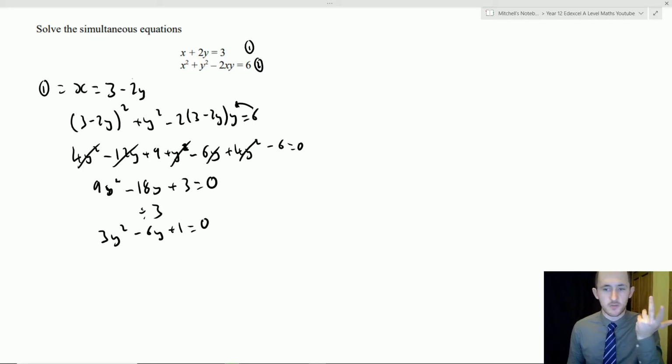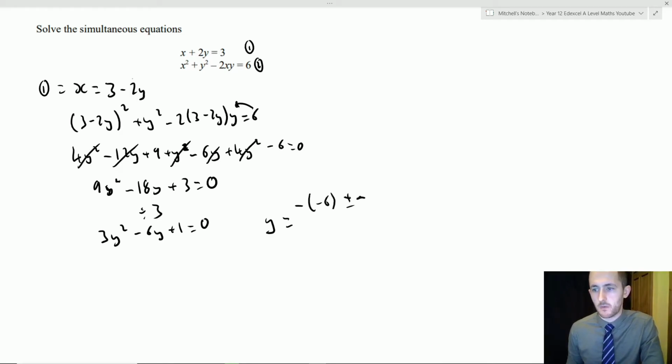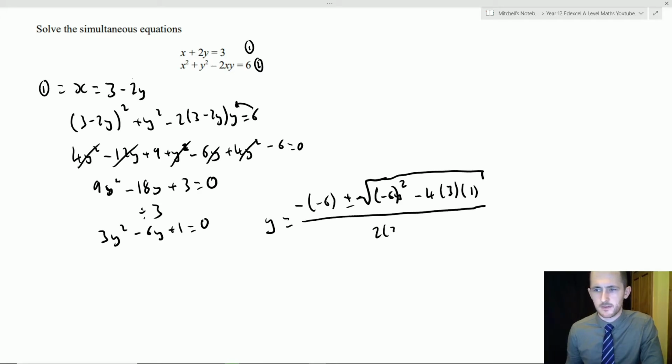And now we can just use the quadratic formula or whatever method we prefer. So, minus b, so minus 6, plus or minus the square root of b squared, so minus 6 squared, minus 4ac, over 2 times 3.